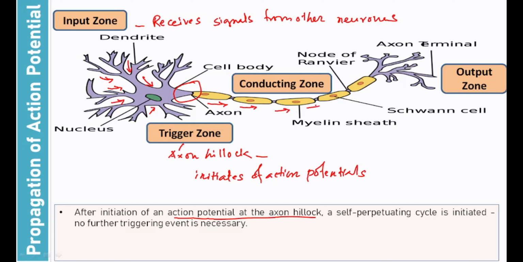So what is happening here? After initiation of action potential at the axon hillock, a self-perpetuating cycle is initiated. No further triggering event is necessary. That means after generation of the action potential in the axon hillock, it is conducted through the axon. It may be myelinated or non-myelinated neurons. These signals are conducted through the axon, and this particular axon area is known as the conducting zone.